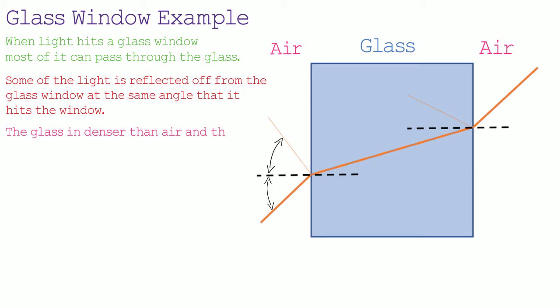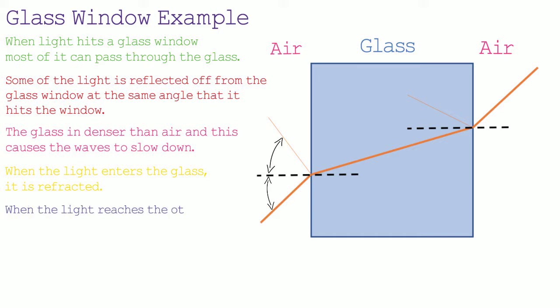The glass is denser than air, and this causes the wave to slow down. As the right side of the wave enters the glass first, the right side of the wave slows down first. This results in the wave changing its direction, whereby it moves in a more rightwards direction.